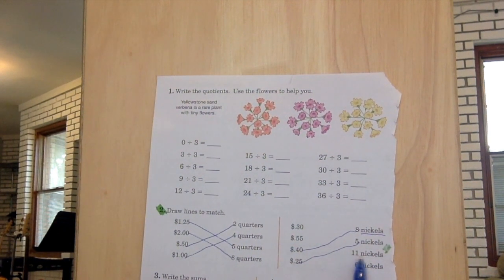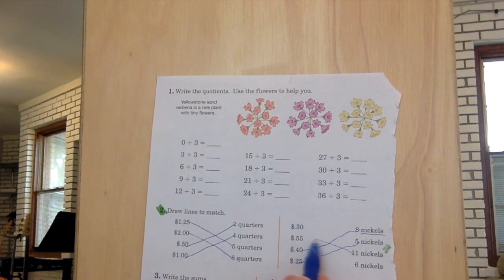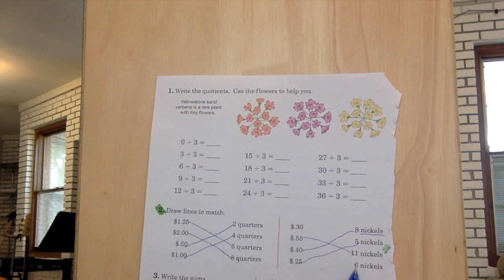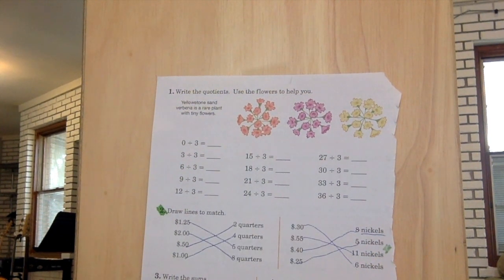11 nickels. Count this with me. This is going to be a lot. Okay, you might need to use your fingers to make sure that you count by 5s 11 times. 5, 10, 15, 20, 25, 30, 35, 40, 45, 50, 55. There we go. Good job. And 6 nickels. Count by 5 6 times. 5, 10, 15, 20, 25, 30. And 30 cents. There you go, boys and girls.